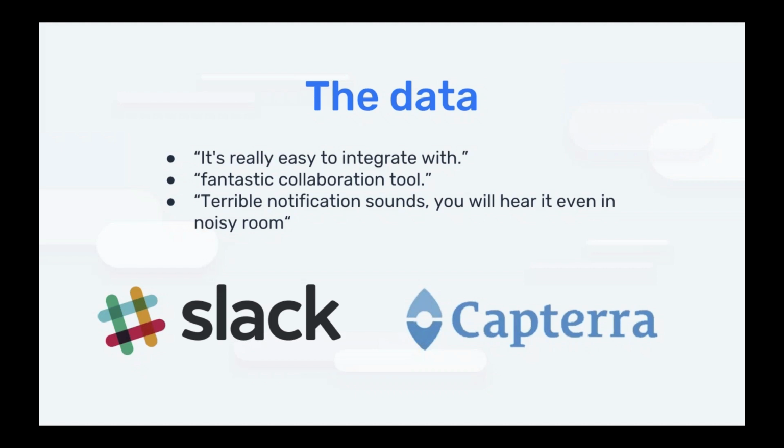So today, what we're going to be working on specifically is trying to understand Slack reviews that were left on Capterra. Things like "it's really easy to integrate with", or "fantastic collaboration tool", or "terrible notification sounds. You will hear it even in a noisy room." So the idea is that you can grab this and say, okay, "it's really easy to integrate with" seems positive and it's talking about ease of integration. Doing this at scale, you can inform product decisions. For example, if you were a competitor of Slack, you can say, okay, we have to improve our integration capabilities. Or if you were Slack, you can say, hey, well done, team.